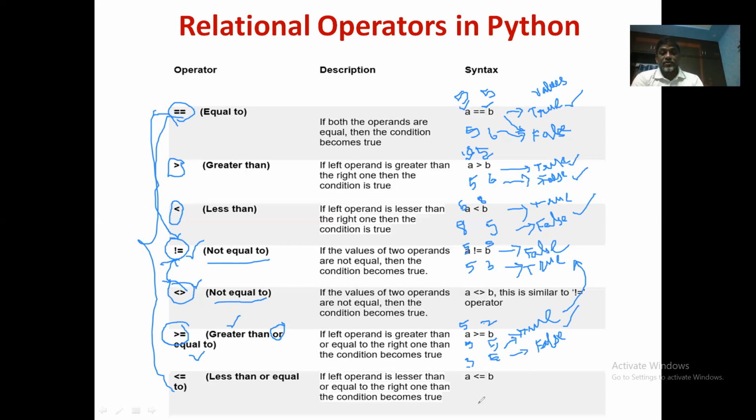And A less than or equal to B also performs similar to greater than or equal to, except that the condition is reversed. Here also there are two conditions that can be satisfied for true. If A is less than B, true. A is equal to B, true. A is greater than B, false. For example, if A is 3 and B is 5, then the result is true.